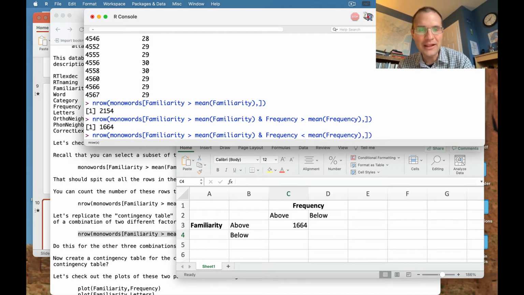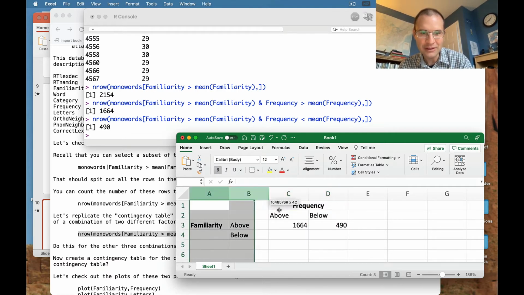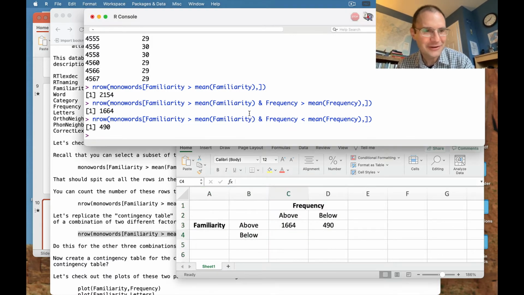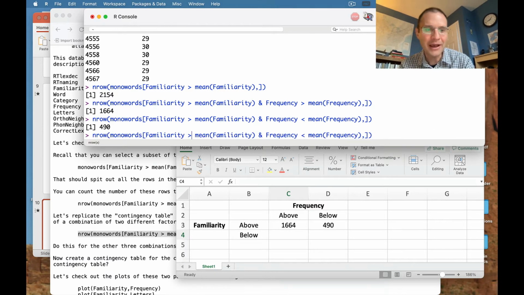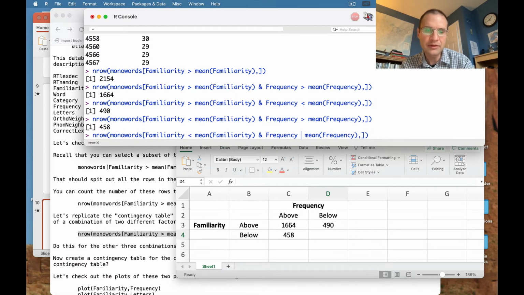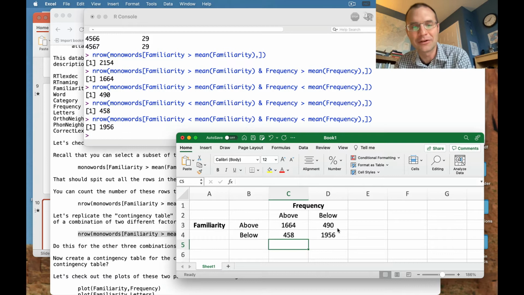All right, so how many words are above average in familiarity and below average in frequency? We've got 490, so we'll put that in this corner over here. Maybe we can center all this stuff to make it look slightly nicer, taking advantage of some of the functions of using software to do this for us. How about how many words are below average in familiarity and above average in frequency? We've got 458. And then how many are below in both dimensions? We've got 1956.